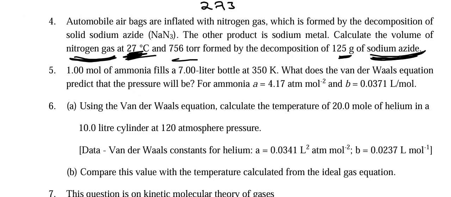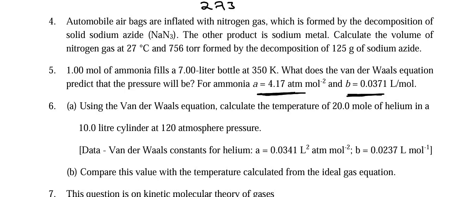So like our next question here, when they're saying 1 mole of ammonia fills a 7-liter bottle at 350, what does the van der Waals equation predict that the pressure will be for ammonia, having this as the initial condition, the A constant and the B constant? So you are given these. The formula is always going to be straightforward. You just have to plug in. The number of moles will be given, the constants will also be given. Only one thing will be missing at a time.